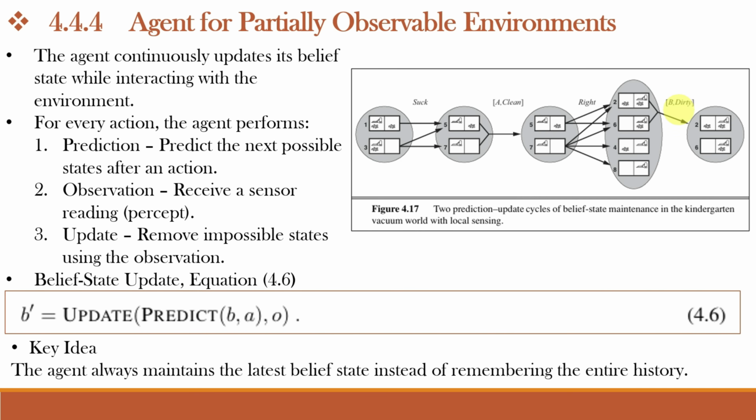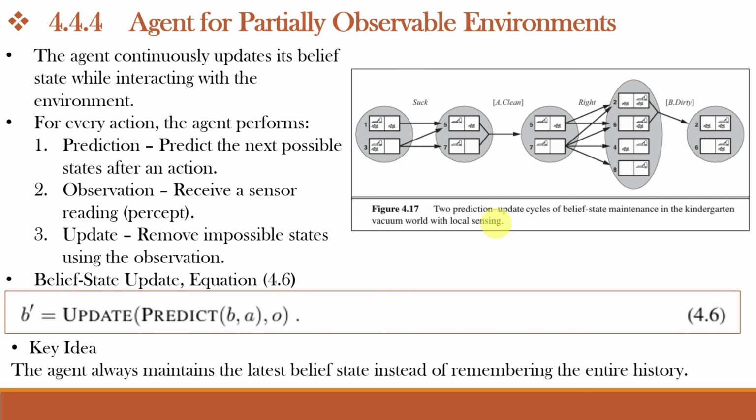Okay. Now the sensor observes B, dirty. The agent compares this observation with all 4 predicted states, and only state 2 and state 6 match the observation B, dirty. So the belief state becomes {2, 6}. Notice what happened. The prediction step increased uncertainty because more states became possible. But the observation step reduced uncertainty by removing impossible states. That is, states 4 and 8 are removed.